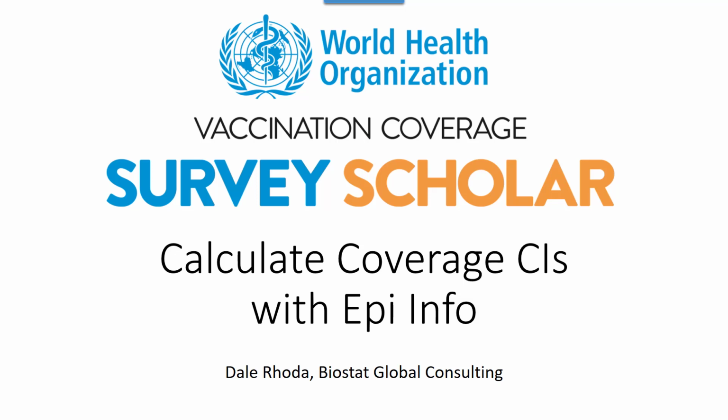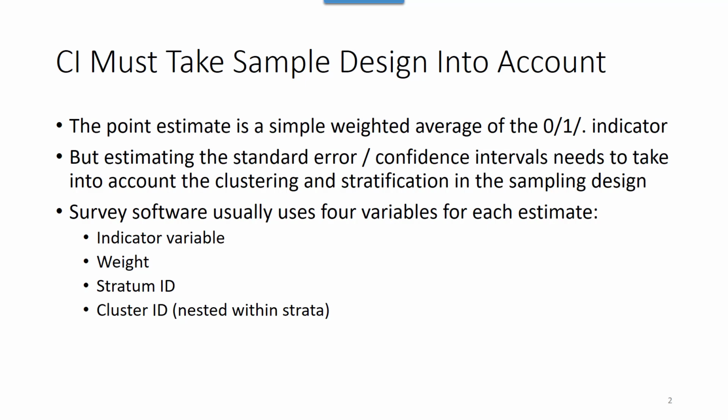The purpose of this brief video is to show you how to calculate coverage confidence intervals using EpiInfo. Now, just a word of background here. We've said in earlier videos that we calculate an indicator variable that's ultimately coded 0 or 1 or missing. And we've talked about the fact that the point estimate for vaccination coverage is just a simple weighted average of that indicator variable. You don't need fancy software that knows anything about complex sample design to calculate the point estimate.